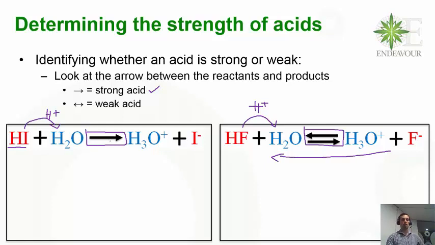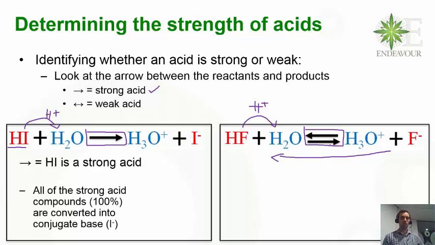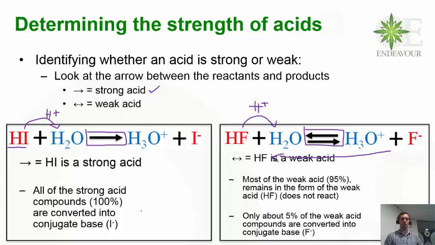So wherever you see a single direction arrow, we know that it's a strong acid involved, whereas this bidirectional arrow with an arrow pointing in each direction indicates that the acid involved in the acid-base reaction is actually a weak acid. So it goes back to the fact that the strong acid compounds are very good at being acids, giving away their H+ 100% of the time, whereas the HF is a weak acid, and therefore most of the time it actually doesn't donate its H+, around 95%, and only about 5% of the time does the HF actually behave like an acid, giving away its H+ to allow the reaction to proceed.